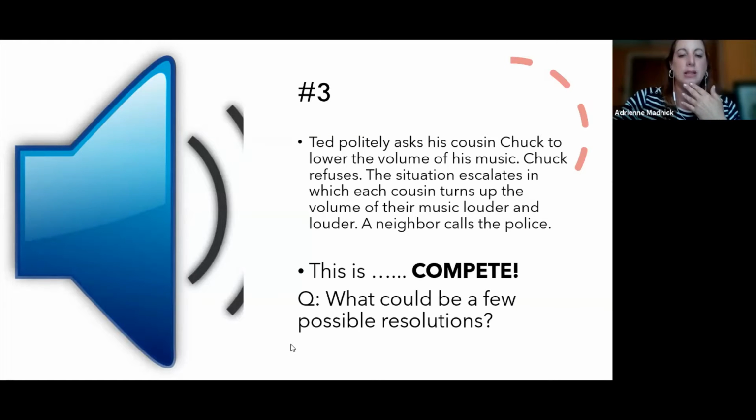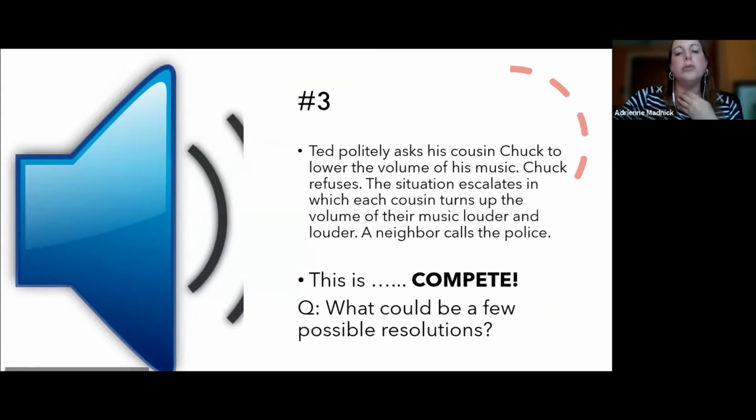I want to hear in the chat, or you can unmute, whatever you want to do. What could they have done differently? What would you have done if you were in that situation? And have you ever been in that situation? I'm just curious.